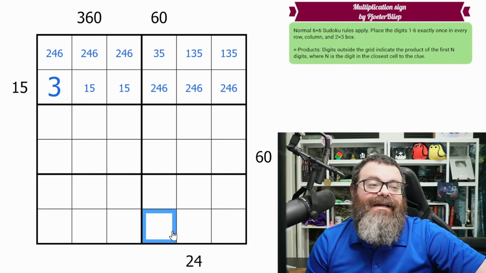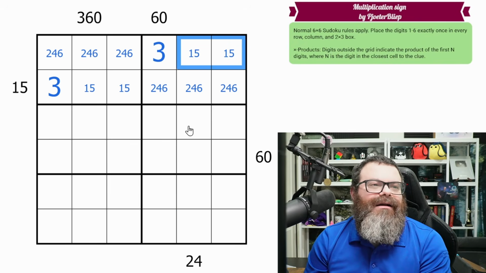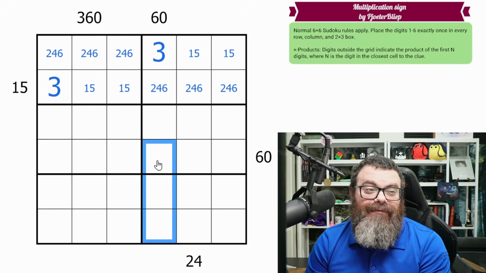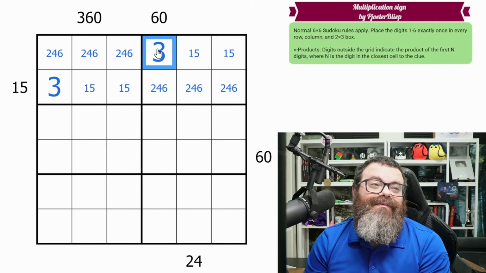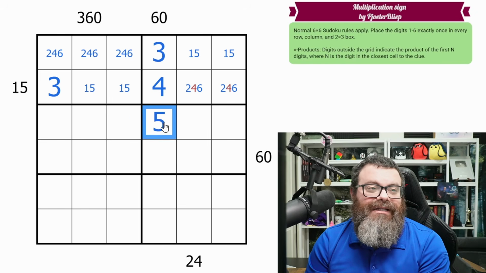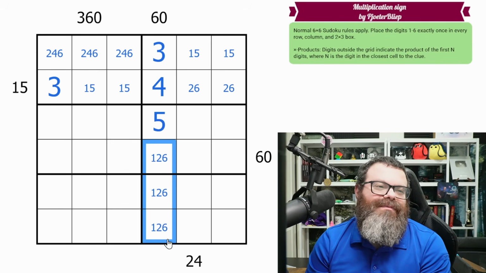So if this was a 5, I'd have to put a 12 here. That's not going to work. So this is a 3. So these 3 multiply to 12. So this is 3 already. These 2 multiply to 20, so they have to be 4, 5. That's 4, that's 5. Okay, that's not a 4. And so then this is going to be 1, 2, 6, which does multiply to 12.